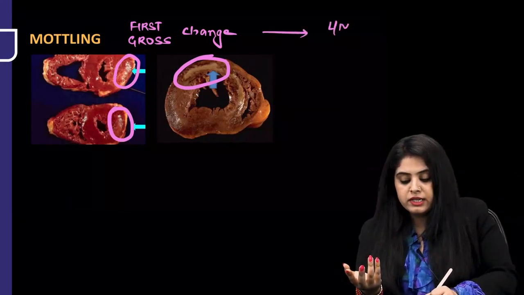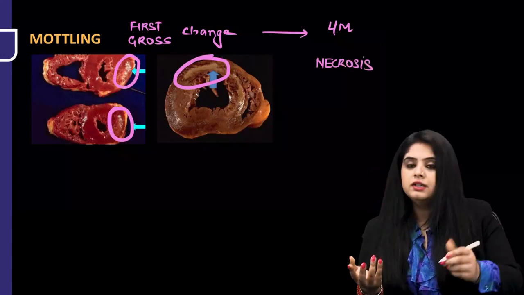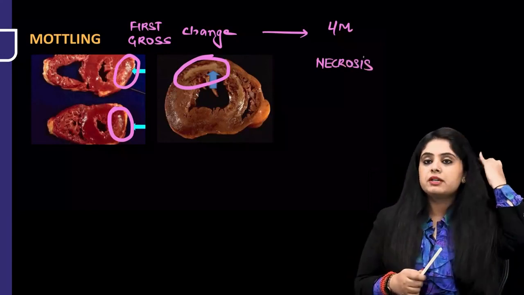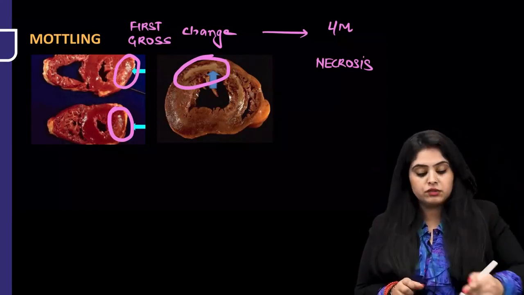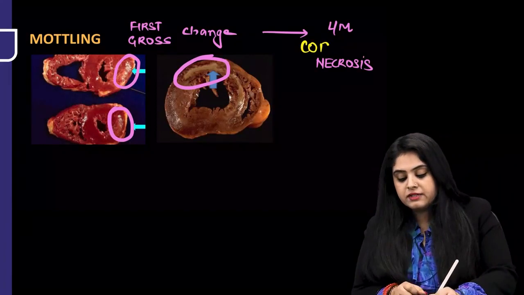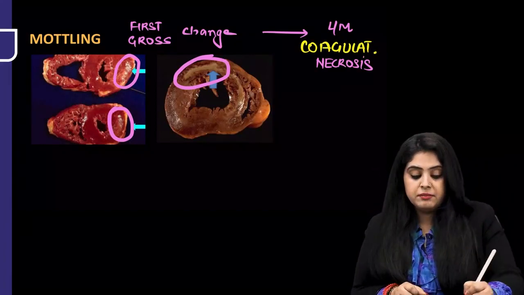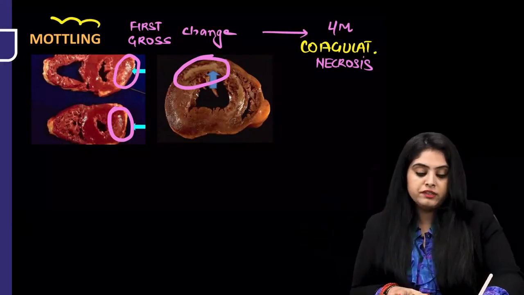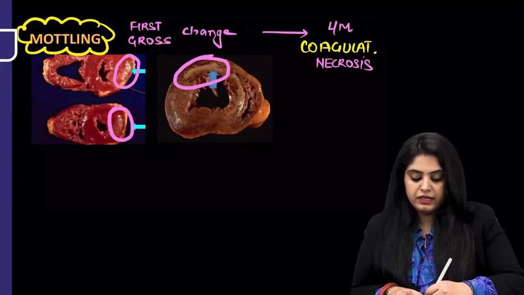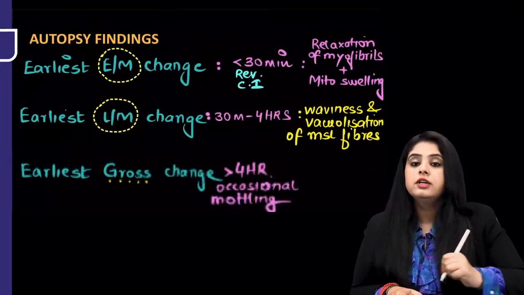So if you want to look at it under the microscope, put your common sense. Which necrosis are you going to see? Let me ask you a question from the first chapter. Guys, what is the necrosis in the heart? Heart, solid organ. Solid organ ka necrosis kaun sa tha? Coagulative necrosis. When you see coagulative necrosis under the microscope, you are going to see mottling in the gross findings. So that wraps up all of your changes.